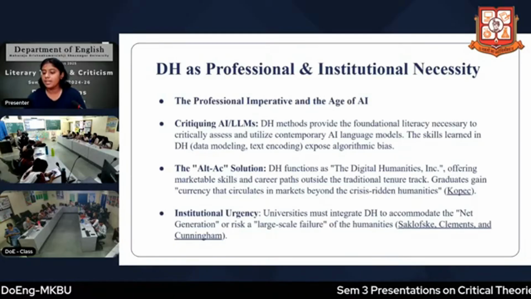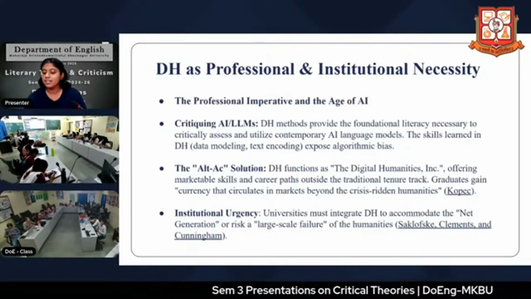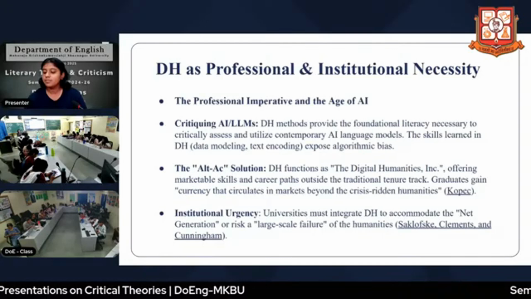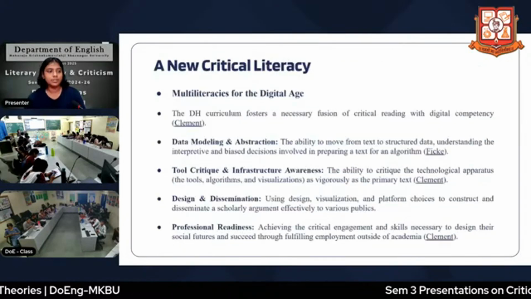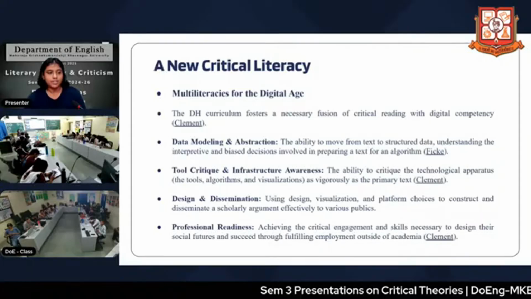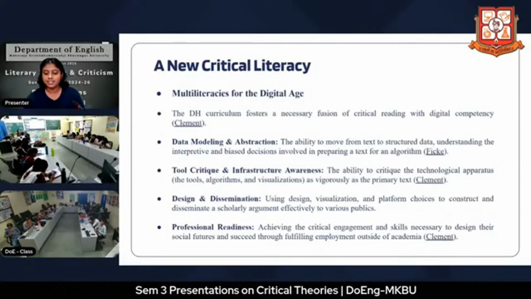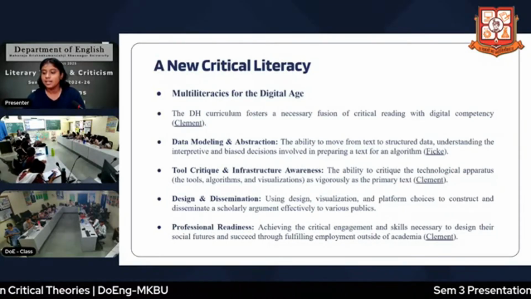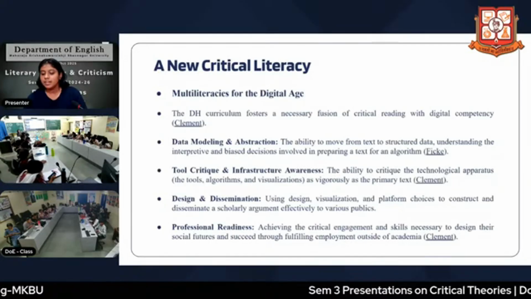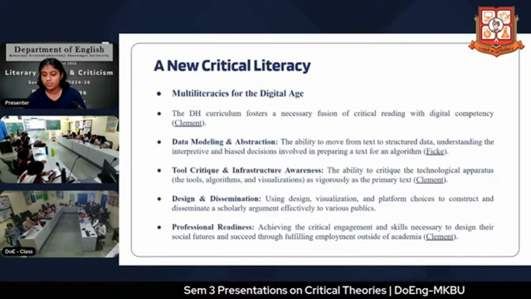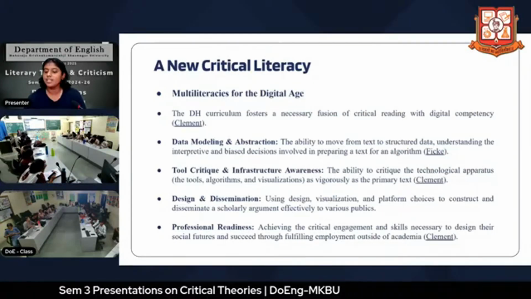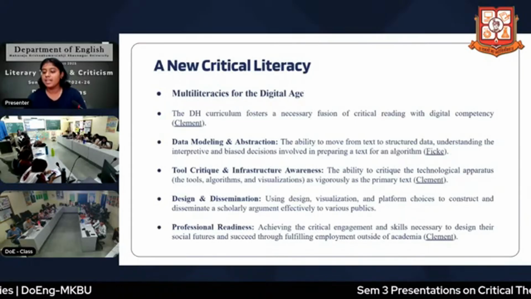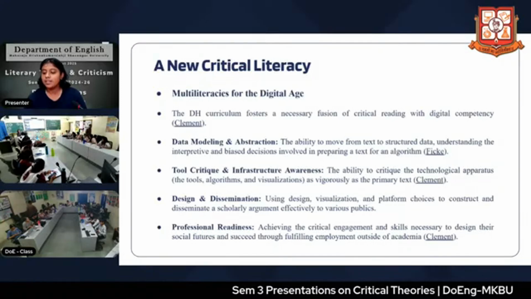If we fail to interrogate digital humanities to accommodate the next generation, we risk a large scale failure of humanities studies as the world moves on. So, a new critical literacy. The digital humanities curriculum fosters a necessary fusion of critical reading with digital competency, and there is data versus data modeling. Students learn that interpretation is a series of structured, biased decisions when preparing data for an algorithm. They learn then a tool critique.